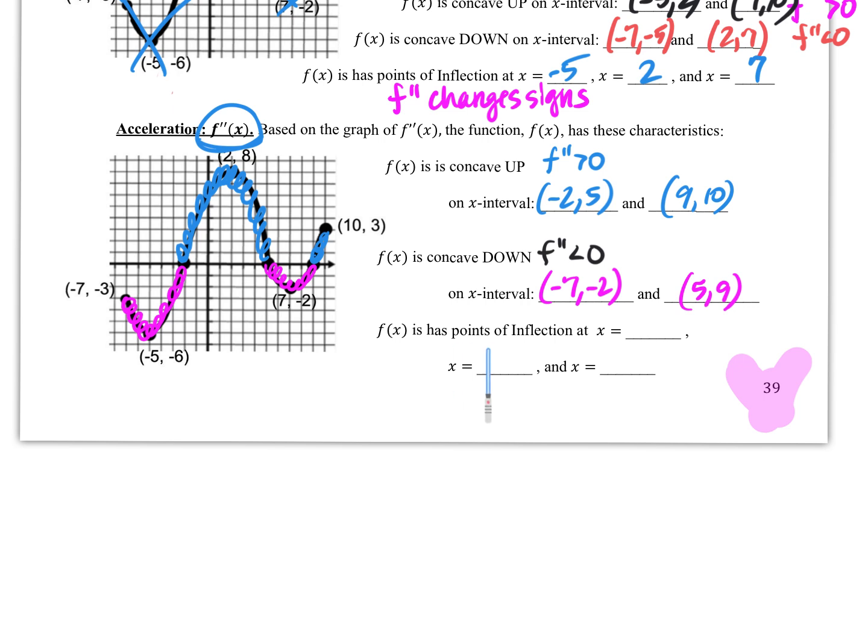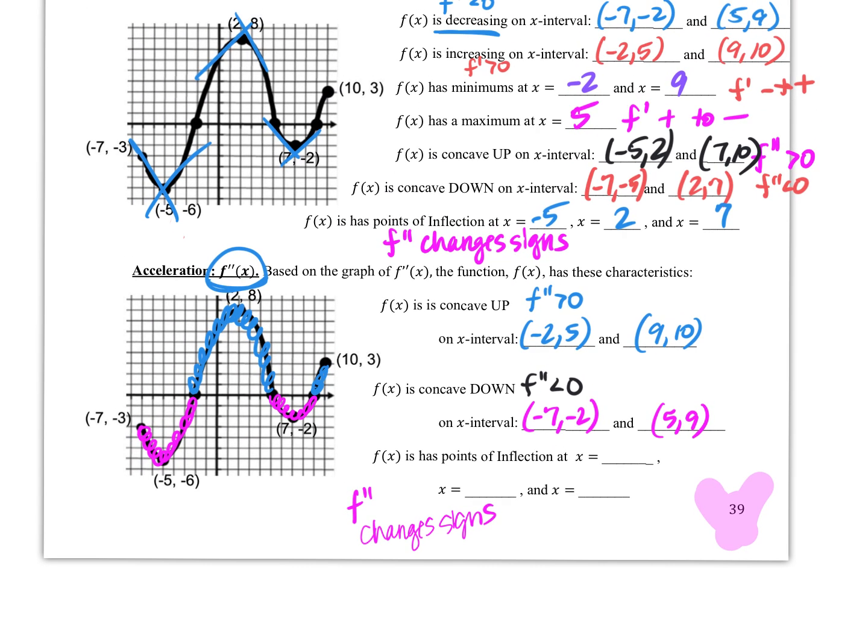Points of inflection is when that second derivative changes signs. When we were looking at the f prime graph, we said that happened at my mins and maxes because the slope of f prime got me to f double prime. But now it's an f double prime graph. Where's f double prime changing signs? At the zeros. What x's are those? Negative 2, 5, and 9.